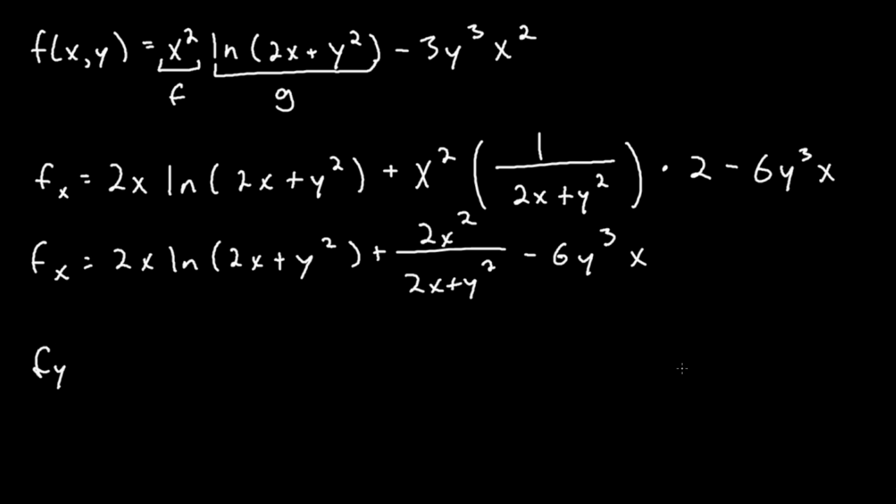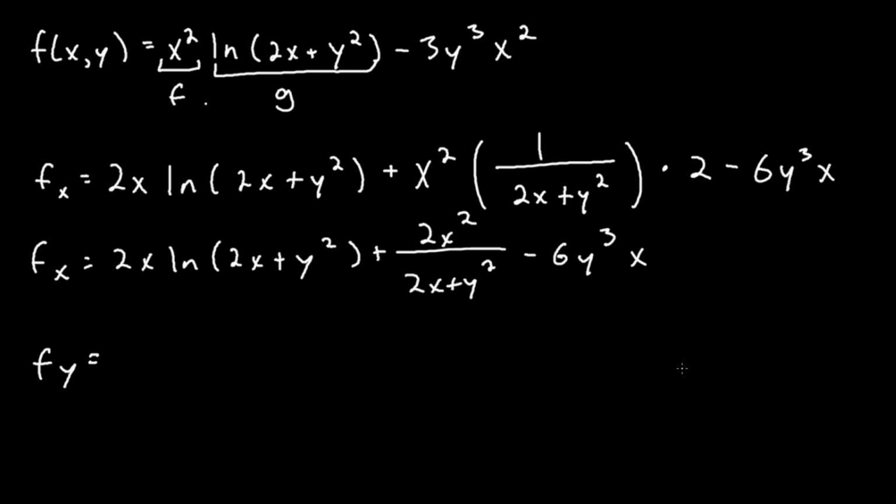Alright, how about the y partial? Well, the y partial is significantly easier because, since x is treated as a constant with the y partial, we don't need to do product rule in this part. There's no product rule to do here. Since x is a constant, this is not two functions multiplied by each other. Technically, this is just a constant times a function of y.